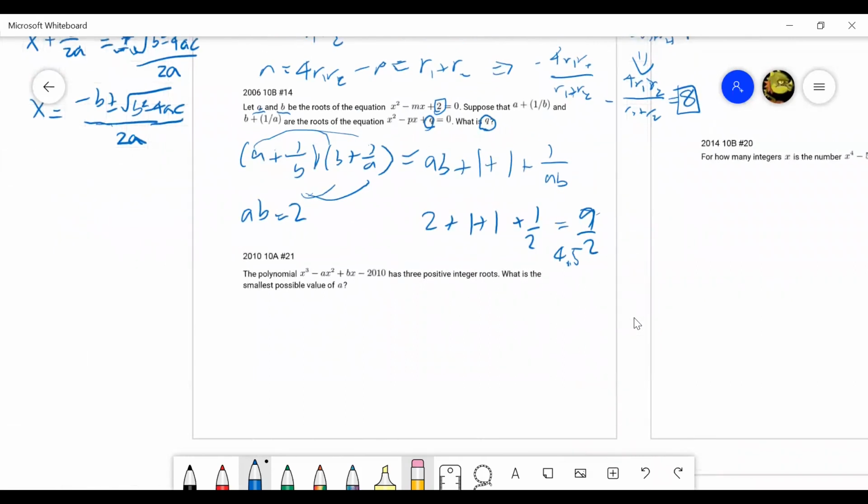All right, next we have something a little bit different. A polynomial x cubed minus ax squared plus bx minus 2010 has 3 positive integer roots. So what is the smallest possible value of a?